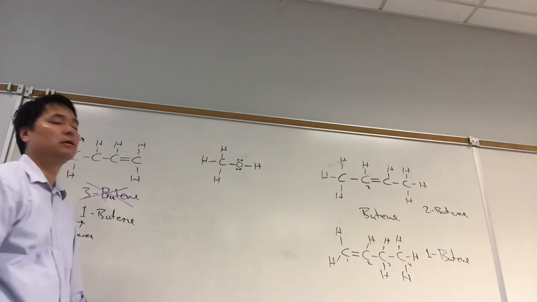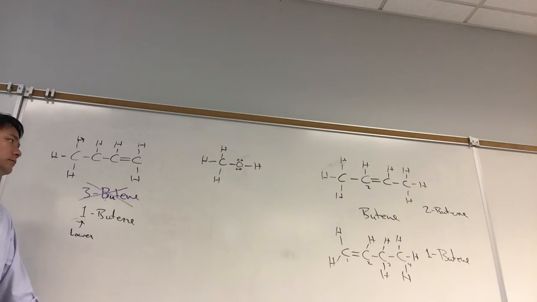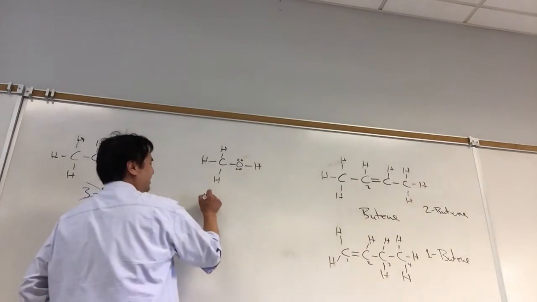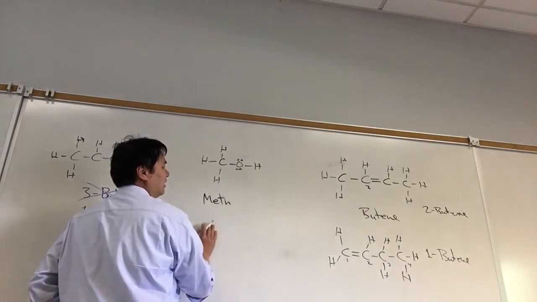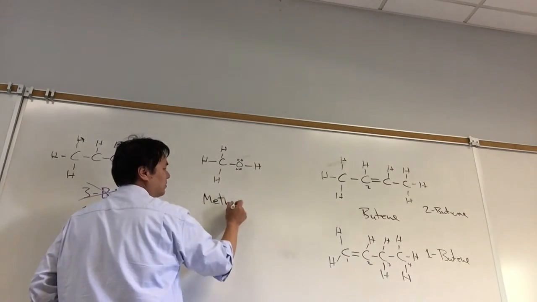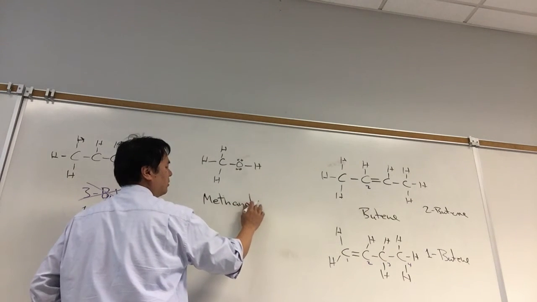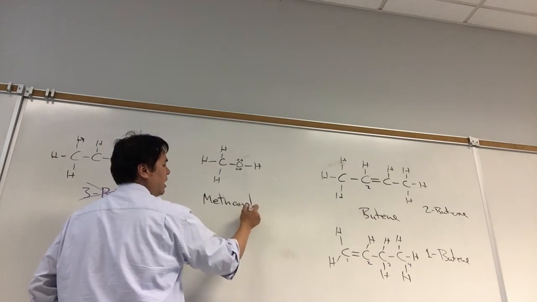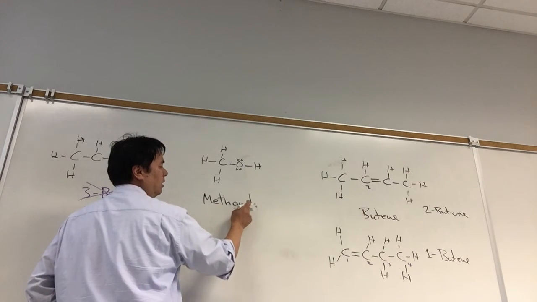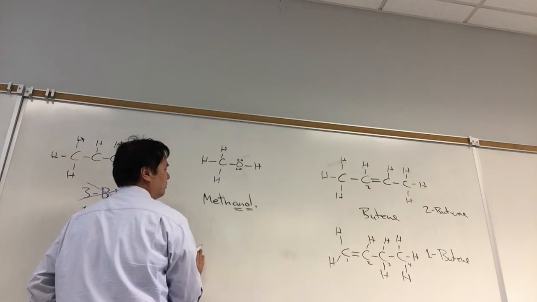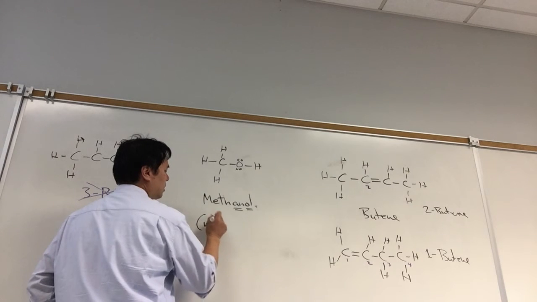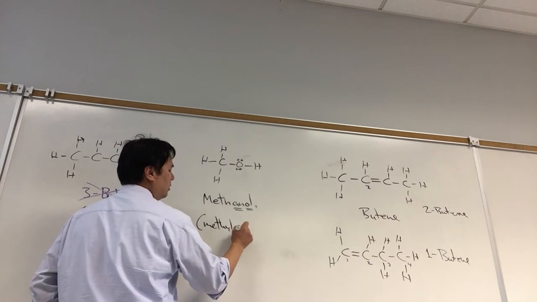What do you call that? Well, it has one carbon, meth, and it's an alcohol, so we call it methanol. Methane, no double bond, -ol is alcohol. And so it's an alkane and the -ol, so methanol. Or it's also called methyl alcohol.